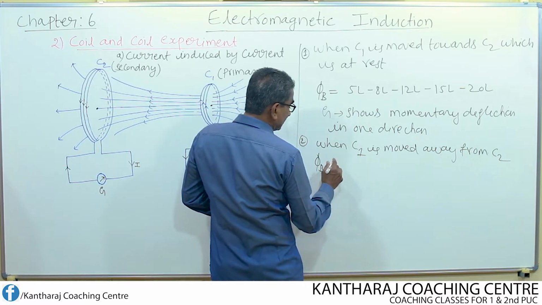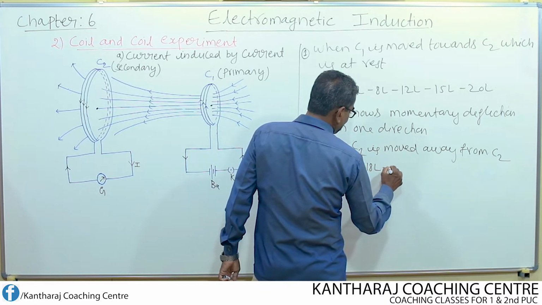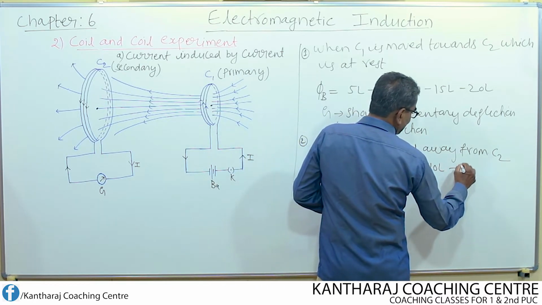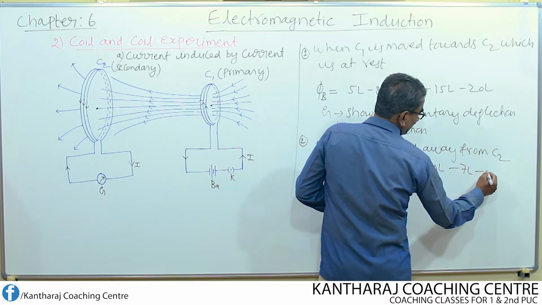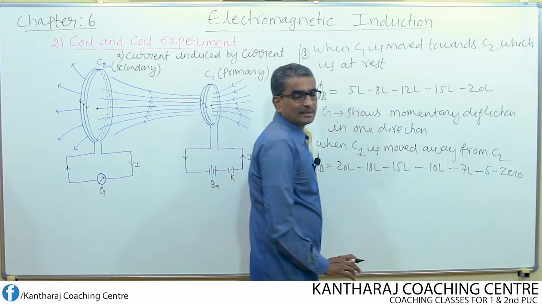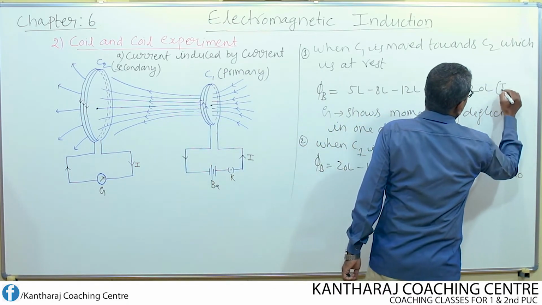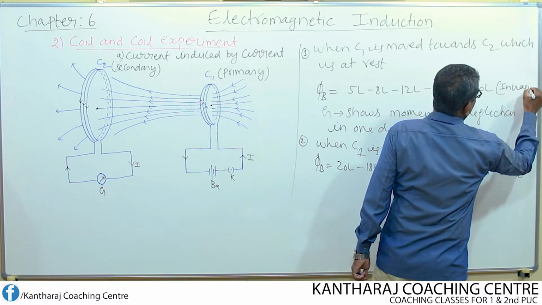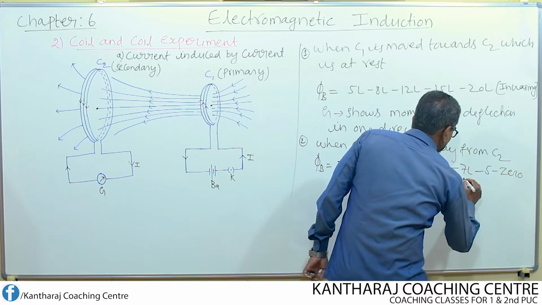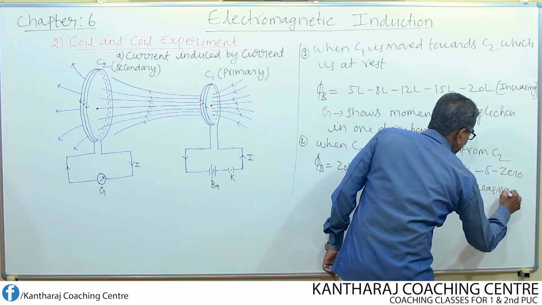The magnetic flux goes on decreasing. 20 lines may become 18 lines, 18 may become 15 lines, 15 may become 10 lines, 10 lines may become 7 lines, and finally it may become 5, and finally 0. So in the first case, the flux linking with the coil C2 is increasing, whereas in the second case, the flux linking with the coil C2 is decreasing.